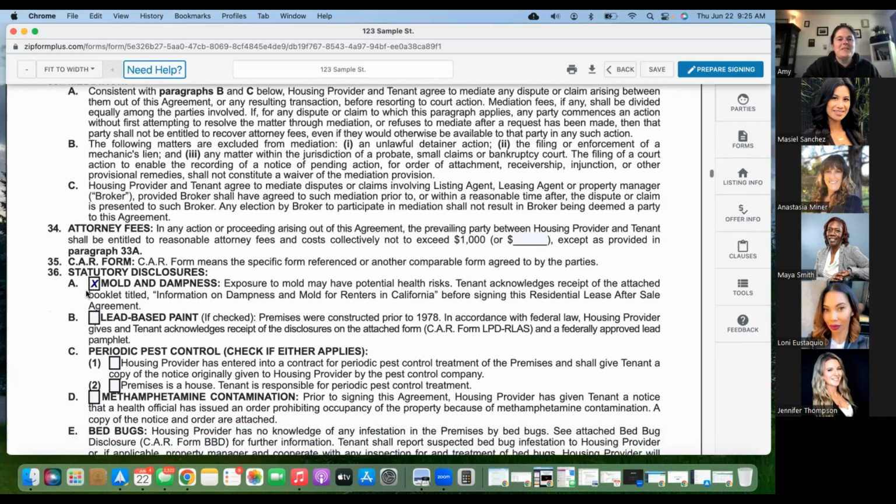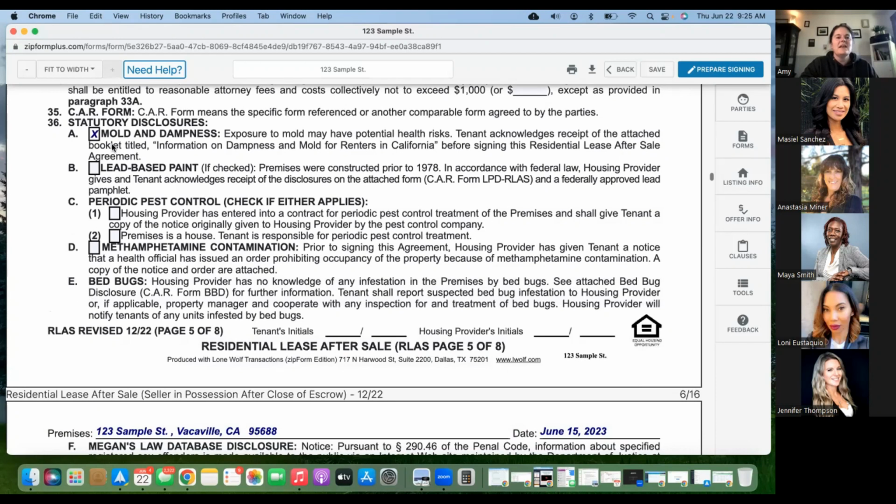All righty, moving right along, statutory disclosures. It automatically checks the mold and dampness one, which is included as part of this form. Exposure to mold may have potential health risks. Tenant acknowledges receipt of the attached booklet titled Information on Dampness and Mold for Renters in California before signing this residential lease after sale agreement.